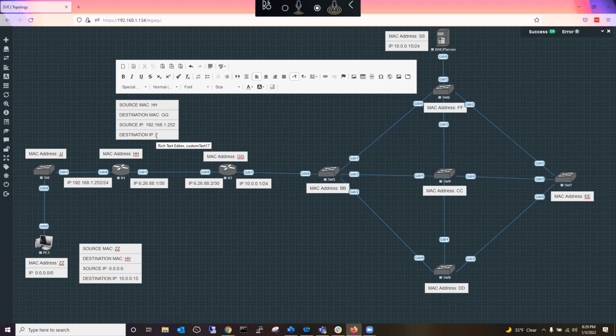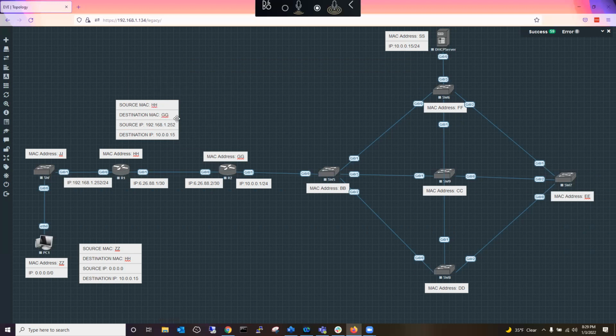So destination IP is going to be 10.0.0.15. Is it the? So it wouldn't be. Oh, wait. I was going to say the destination shouldn't change, right? Because the routers going to each other is just communicating. Oh, that is layer 3. I'm thinking about a switch. Okay. So I'm going to have to go with the next IP address from the next router, which would be 6.26.88.2.